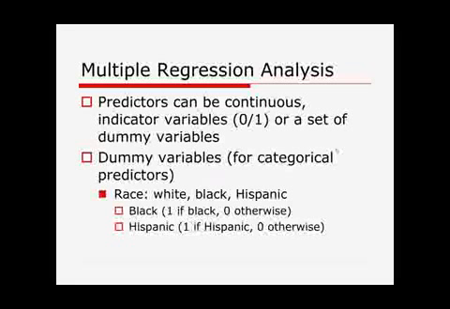Now, for multiple linear regression analysis, the outcome is continuous. The predictors, though, can be either continuous, like age, indicators, like sex, or a set of dummy variables. Dummy variables are a set of variables that you use to represent a categorical or an ordinal predictor. So let's say, for example, our outcome was blood pressure, and we wanted to model the age, the sex, and the race, ethnicity of the person.